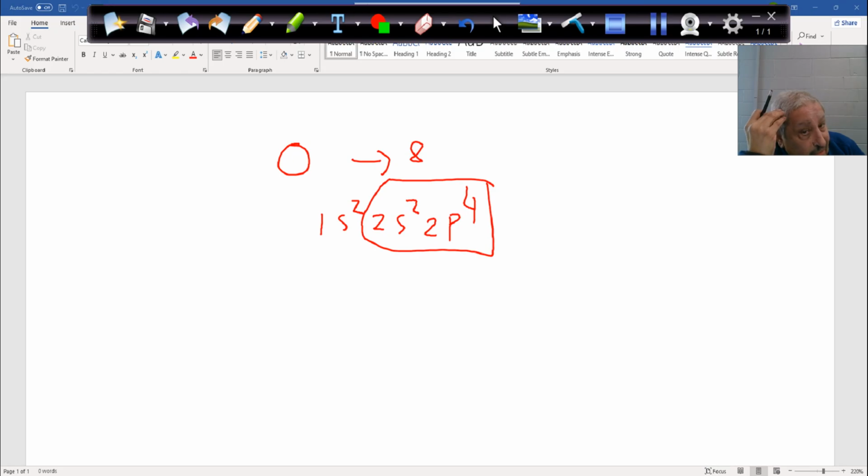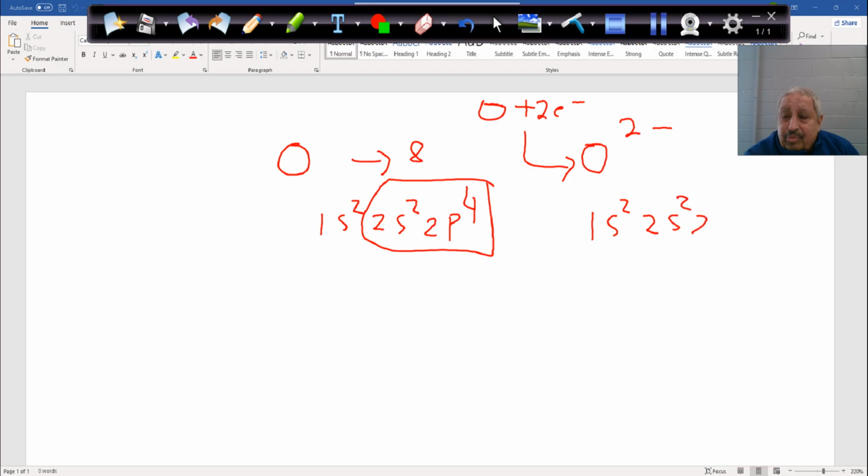Correct? Everybody's following? Now to make it more stable, oxygen 2 minus, you add 2 more electrons to it. So oxygen plus 2 electrons gives this one here: 1s2, 2s2, 2p6. This one here is 8. See how stable this is.